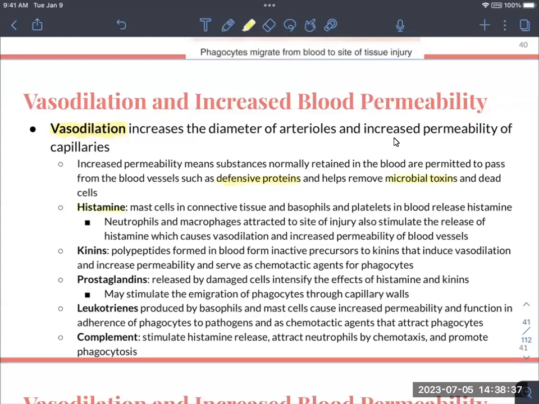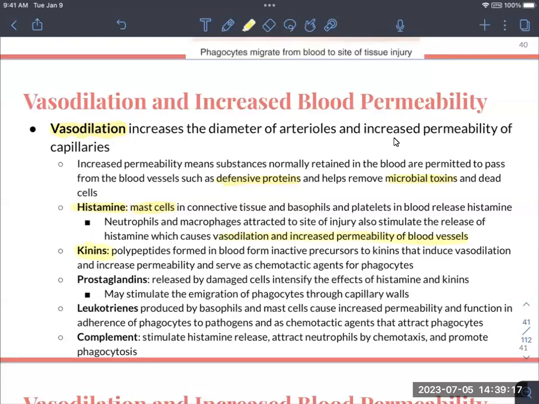So histamine. Histamine comes from mast cells. Mast cells tend to sit in connective tissue. Basophils are another type that release out histamine. Platelets can even release out histamine. Histamine is one of those chemicals that gets released out that actually attracts those phagocytes, those neutrophils and those macrophages to that area. Histamine also causes vasodilation of those blood vessels.